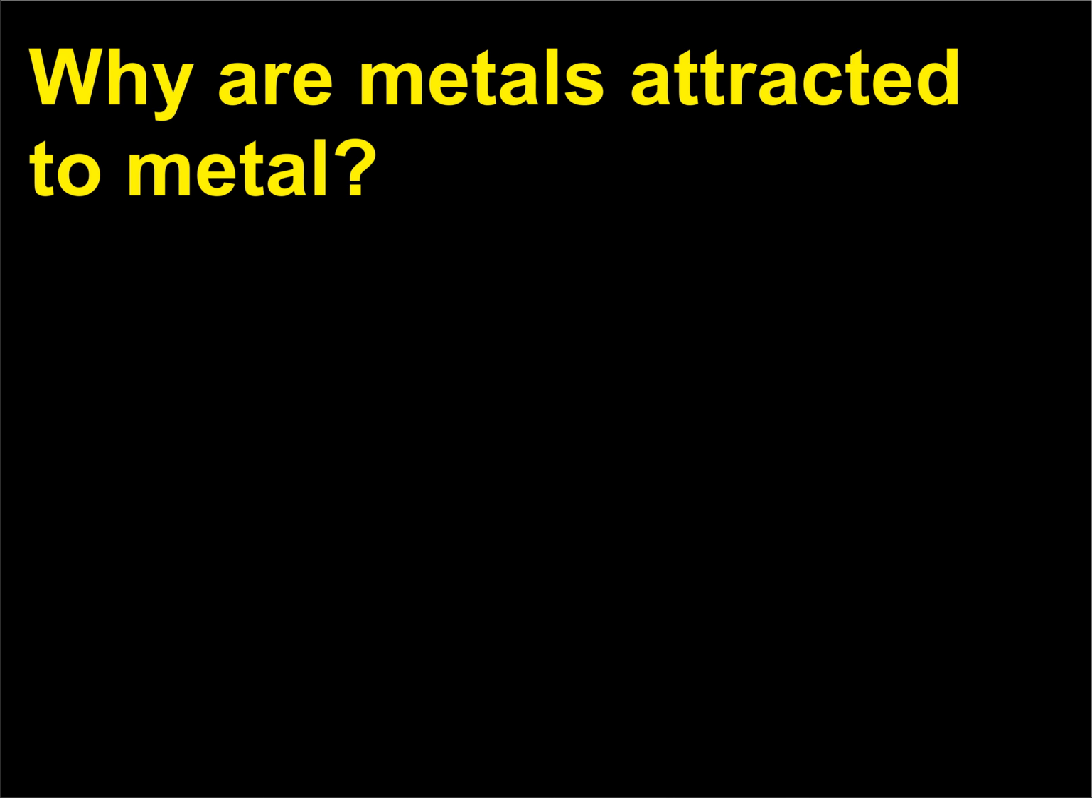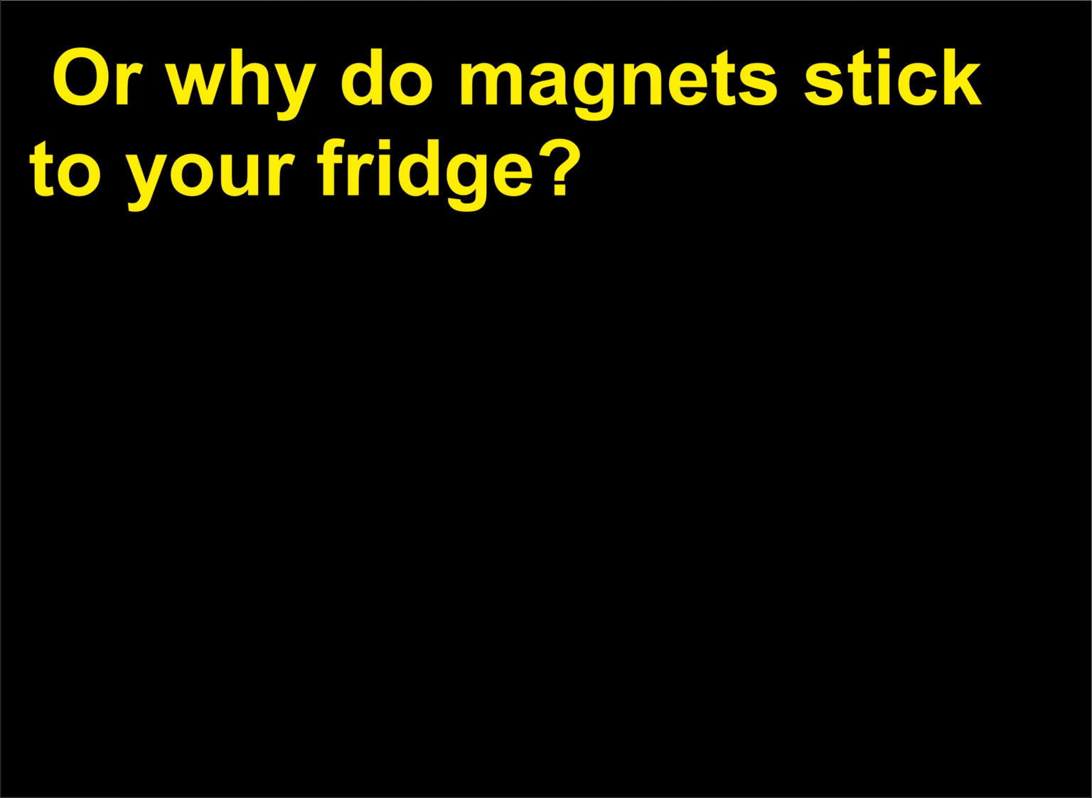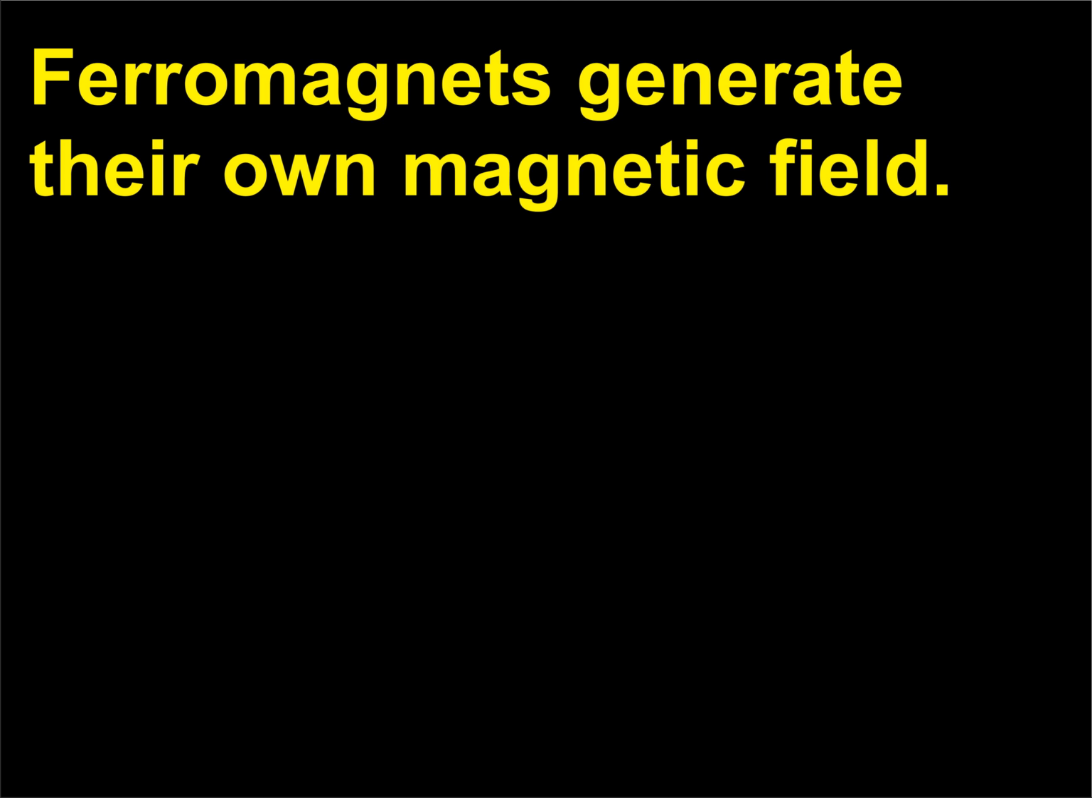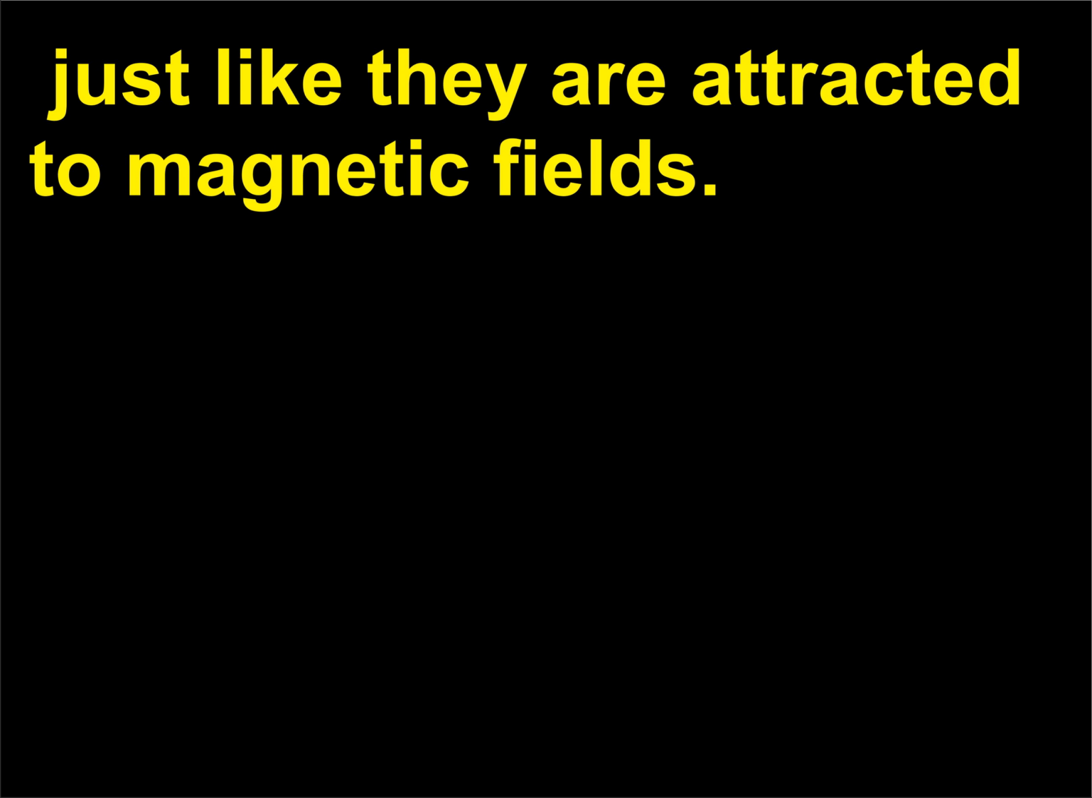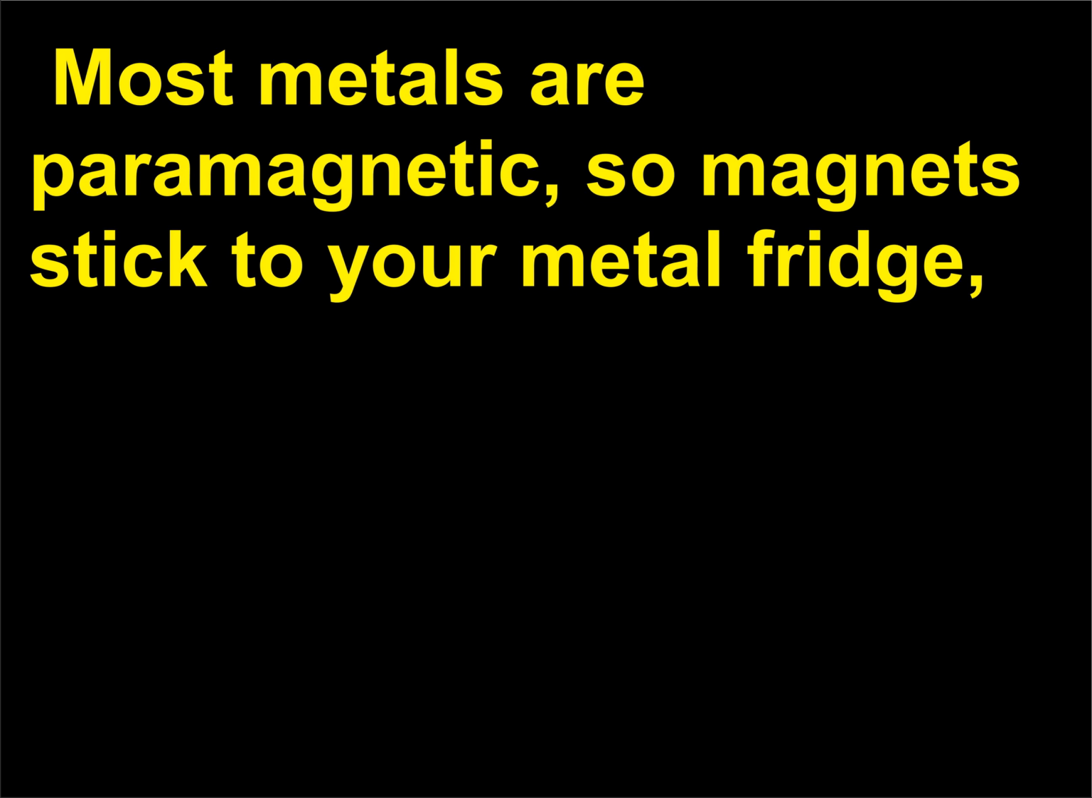Why are metals attracted to metal? Or why do magnets stick to your fridge? Ferromagnets generate their own magnetic field. This means that other paramagnetic substances will be attracted to ferromagnets, just like they are attracted to magnetic fields. Most metals are paramagnetic, so magnets stick to your metal fridge. But your fridge itself is not magnetic.